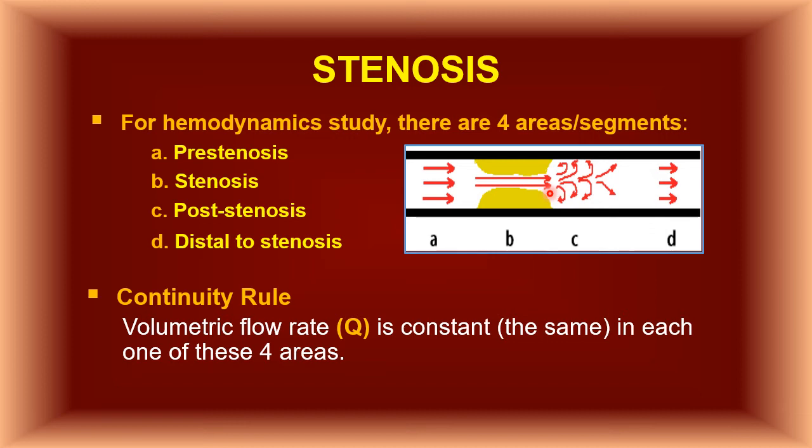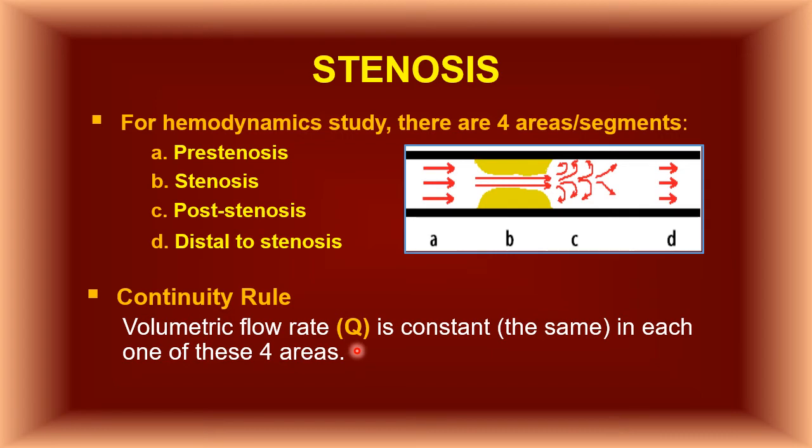Okay, we need to know something here, which is called the continuity rule. Continuity rule is what? The volumetric flow rate that goes in segment A or segment B or segment C or segment D, all are the same. This is the continuity rule. It's constant. The volume flow is constant. Is it the same amount of flow as before the stenosis? No, this is a little bit reduced amount of flow, but it should be consistent all the time.